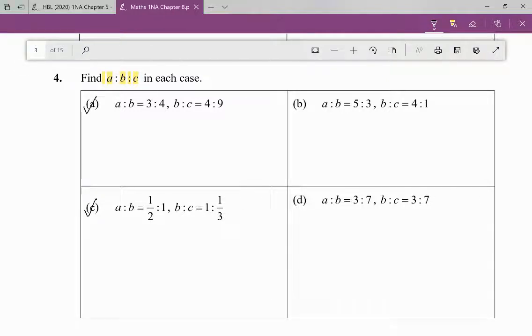Right now I want A is to B is to C. I have 3 is to 4 for A is to B, and I have 4 is to 9 for B is to C. So the good thing is the comparison will be for B, right? You see the B is all the same. Since B is already the same, you don't have to do anything else. You can straight away combine: A is 3, B is 4, C will be 9. So this will be your answer.